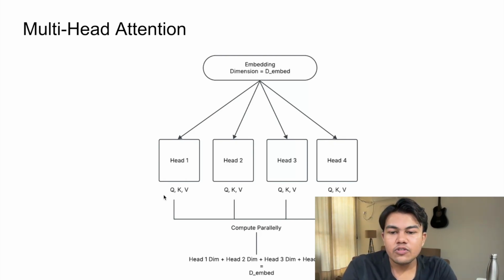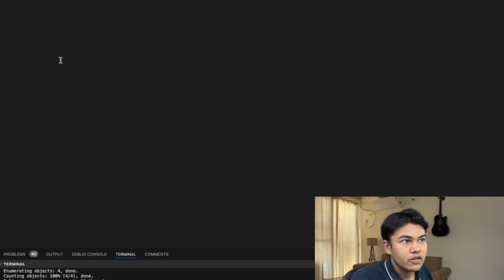Then you do the computation in parallel. All the Q, K, V and all the heads are computed in parallel, and in the end you combine all of this and move forward in the forward pass. So this was about the attention. Let's implement this so you will understand much better. The best way to learn anything is to build it from scratch, so let's go. Let's implement the multi-head attention.